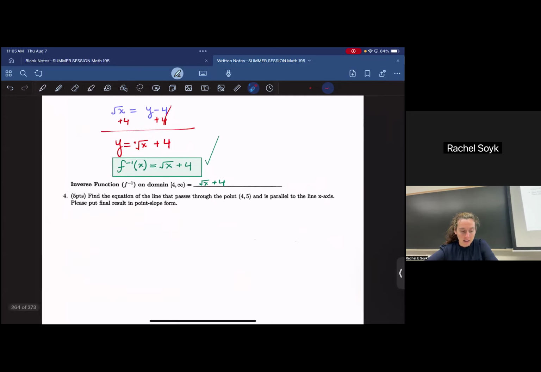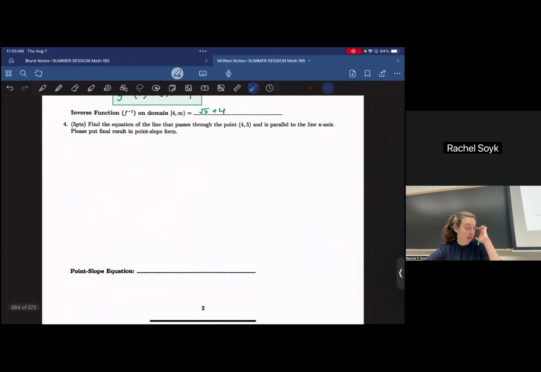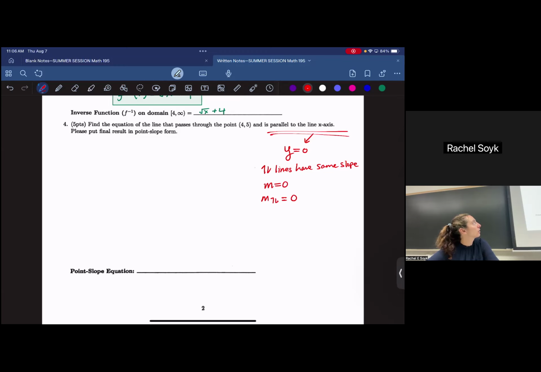Right, and then the last question is just finding an equation of a line that passes through a point and is parallel to the x-axis. Well, the x-axis is just y equals 0. Parallel lines have the same slope. Y equals 0 has a slope of 0. So any line parallel to that also has a slope of 0.